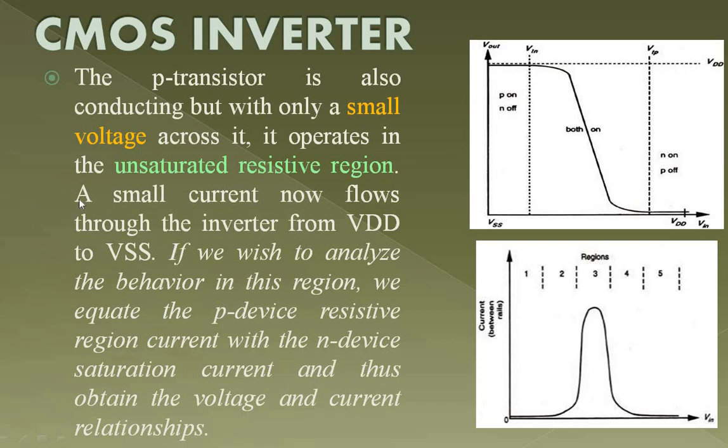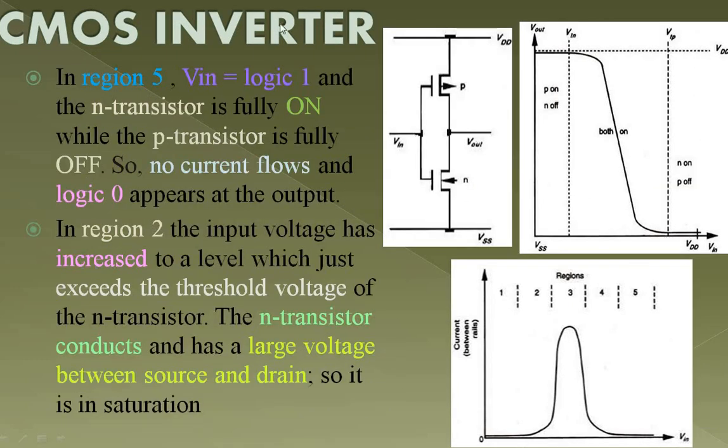So there is a small current flow between the inverters from VDD to VSS, continuously a small current flow from VDD to VSS. In region 1 we have the current flow directly from VDD, and we get the output. In region 5 there is no current flow, we are getting 0 as the output. Correct? We are giving 1 as input and 0 as the output over here.